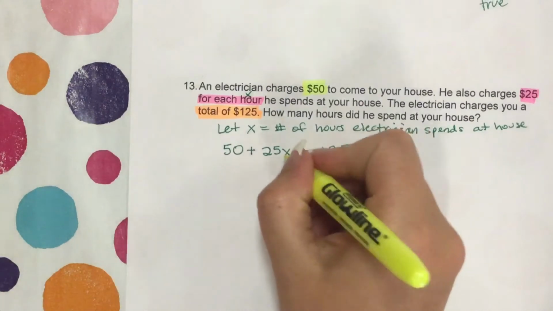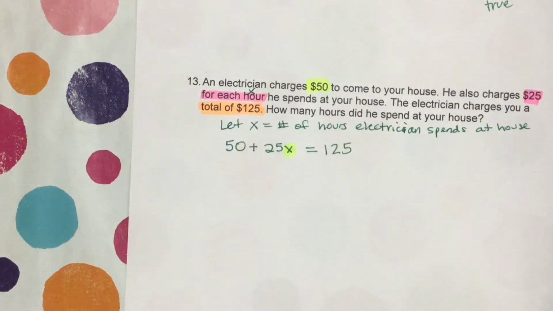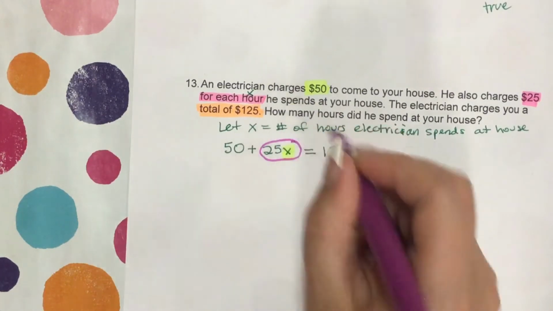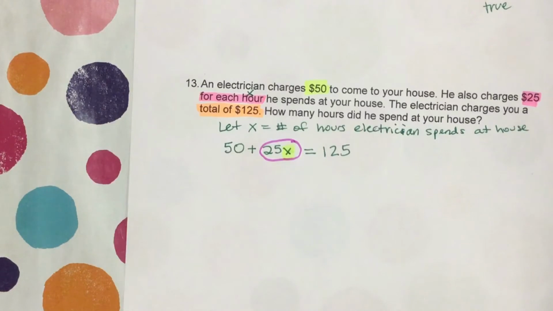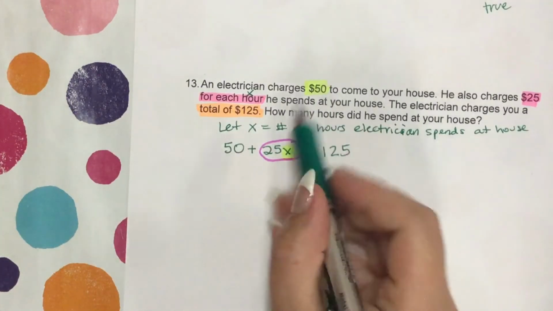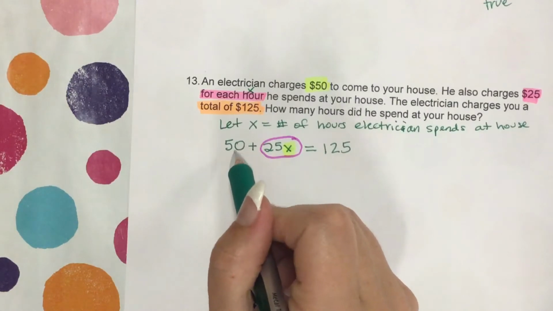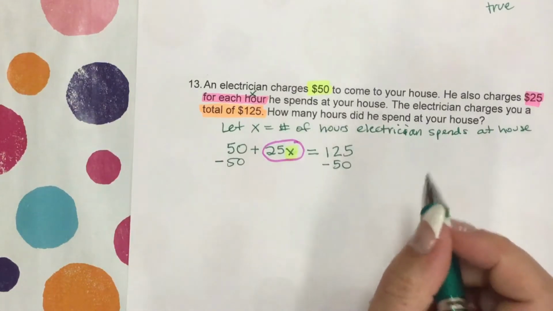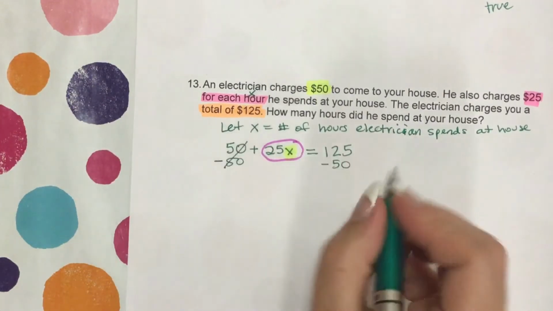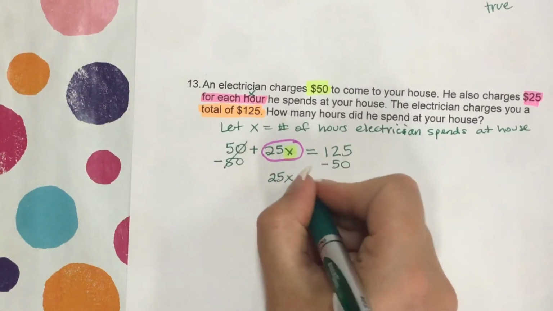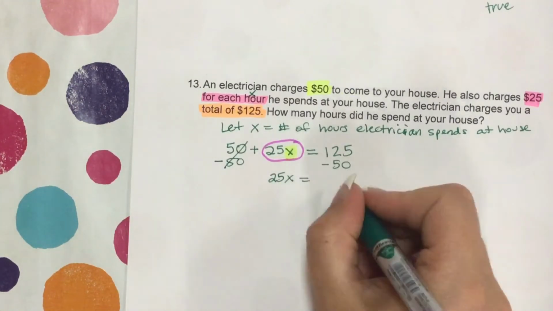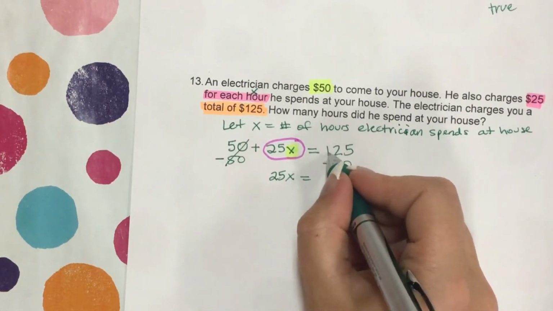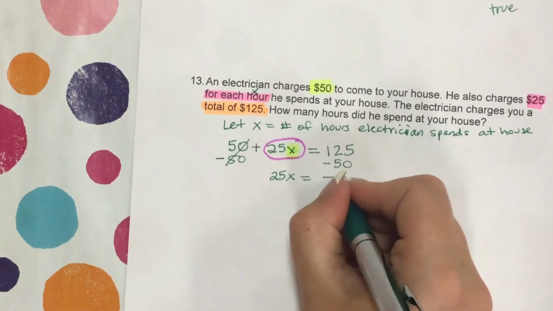So we're trying to solve and get X by itself. Now, this is a two-step equation, so we have to save the 25X until the very end, okay? Which means we're getting rid of this 50. How is this 50 related to X? Well, it's related through addition. So we do the inverse operation, which is subtract 50 from both sides of the equation. 50 minus 50 is 0, so that cancels out. We have 25X equals 125 minus 50. 5 take away 0 is 5. 2 take away 5 is not big enough, so we borrow that 1. So it's 12 take away 5, which is 7.